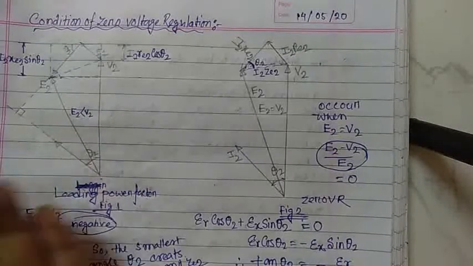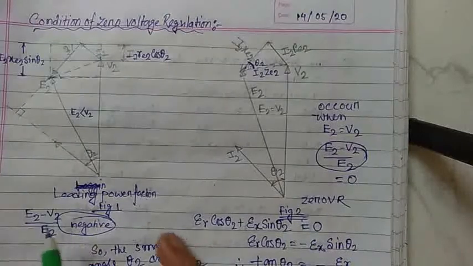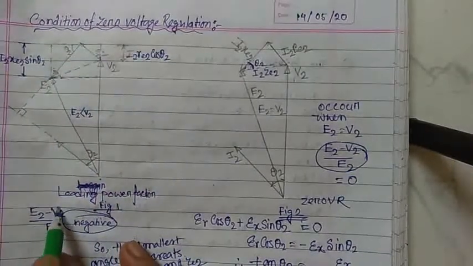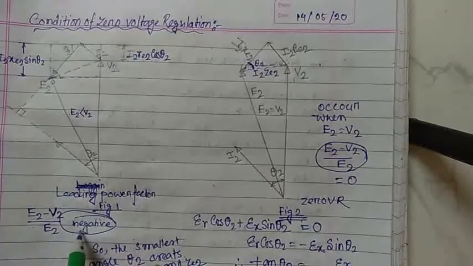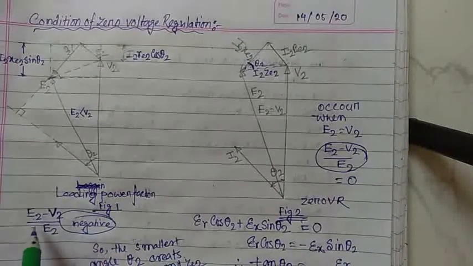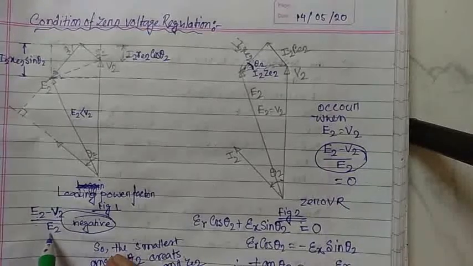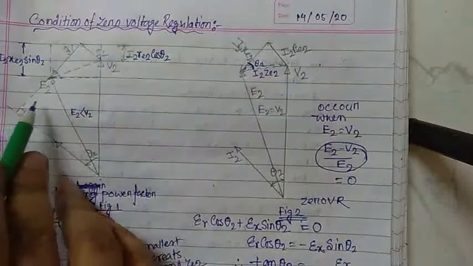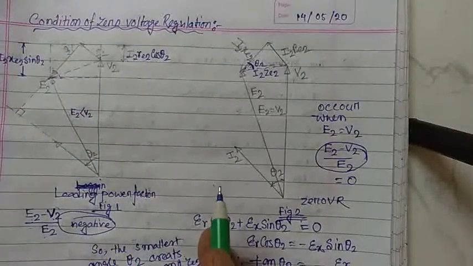Here E2 is less than V2. Okay, so at leading power factor, as V2 is greater than E2, the voltage regulation is negative. We know the voltage regulation per unit is (E2 minus V2) by E2. Here V2 is greater than E2, so the voltage regulation is negative.